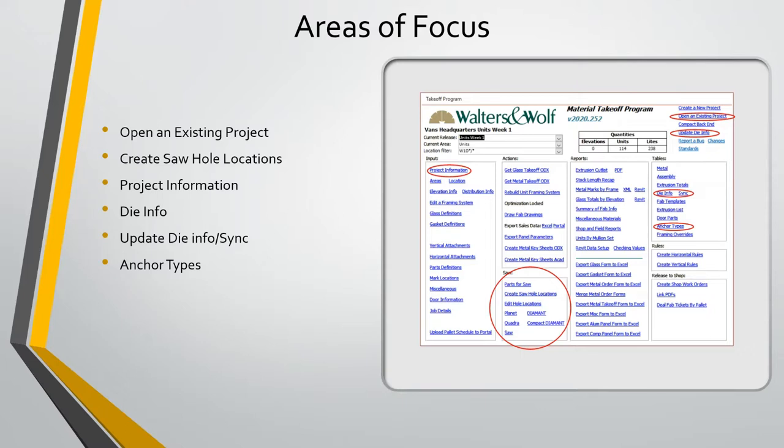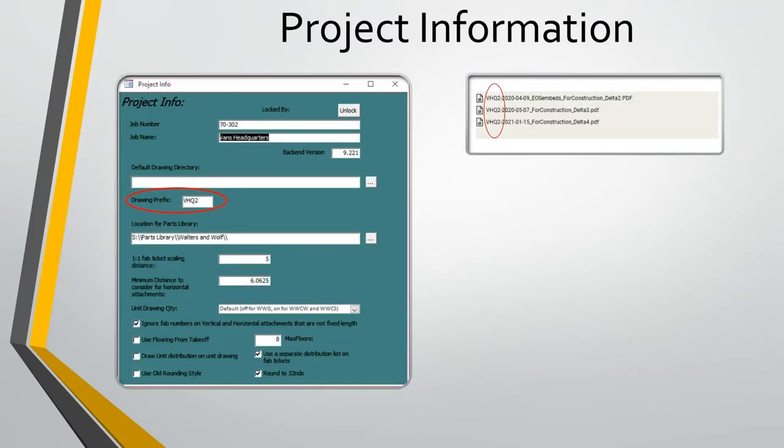Next, we will click on Project Information. Doing so will then open the following window on the left. In this window, you will have to type in the drawing prefix, which should match the callout for the shop drawings, which you can see an example of on the picture on the right. As you can see, the shop drawing callout is VHQ2, and the drawing prefix has the exact same name.